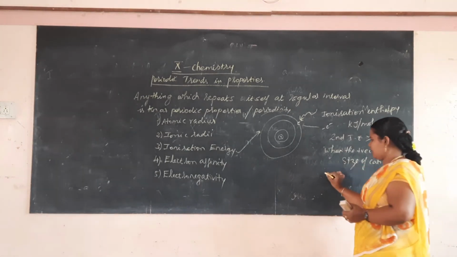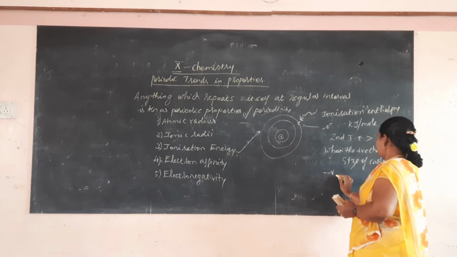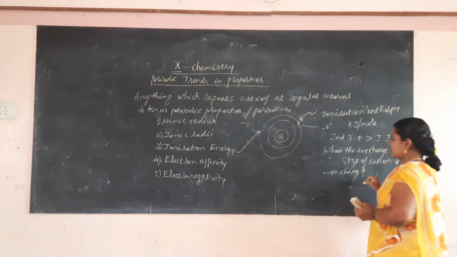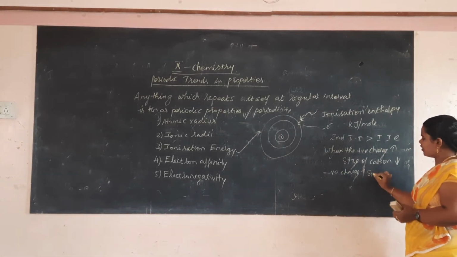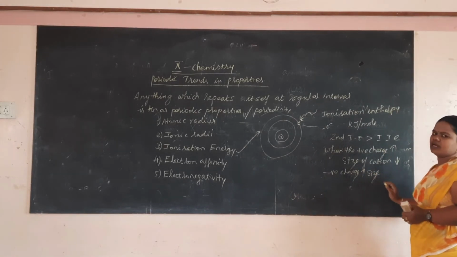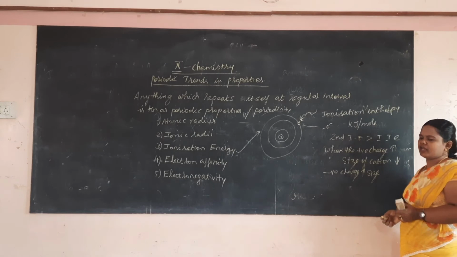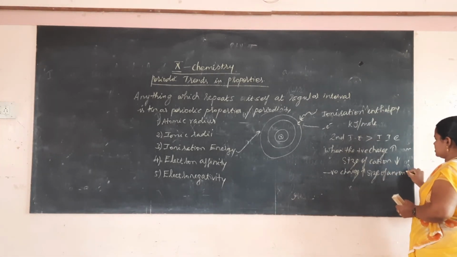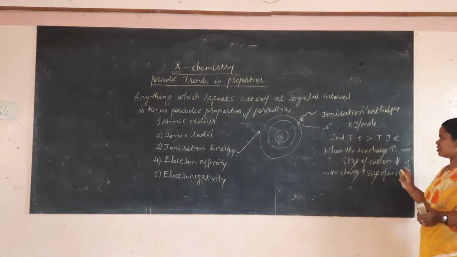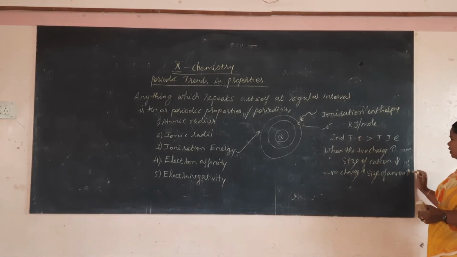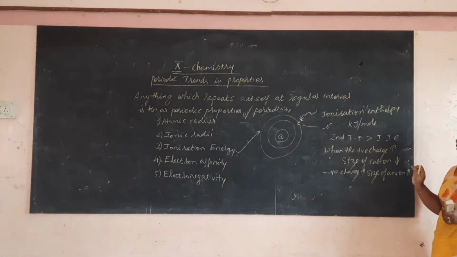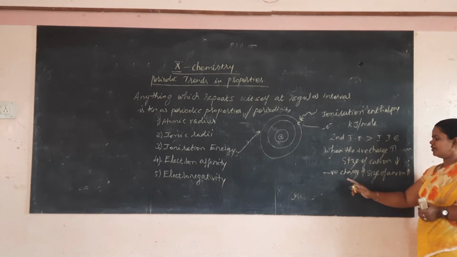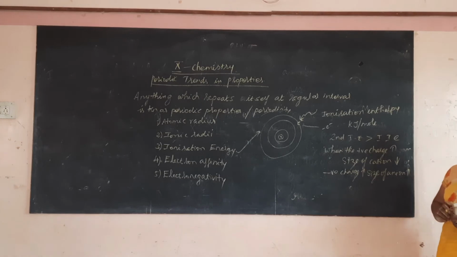What about the negative ion? When the negative charge increases, the size of the anion will increase. Negative charge comes when you remember the anion. So when the negative charge increases, the size of the anion will increase. This you have to remember: when the positive charge increases, the size of the cation decreases, and when the negative charge increases, the size of the anion increases.